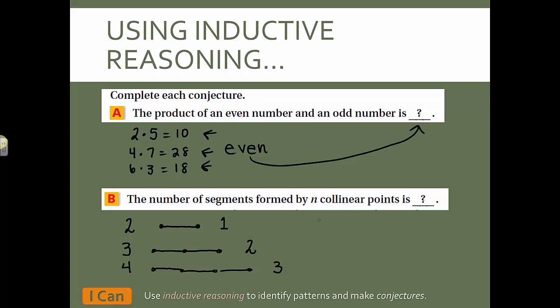So if I have n collinear points, it looks like the number went down by 1 each time, so I would be able to make n minus 1 segments. That is my conjecture based on inductive reasoning.